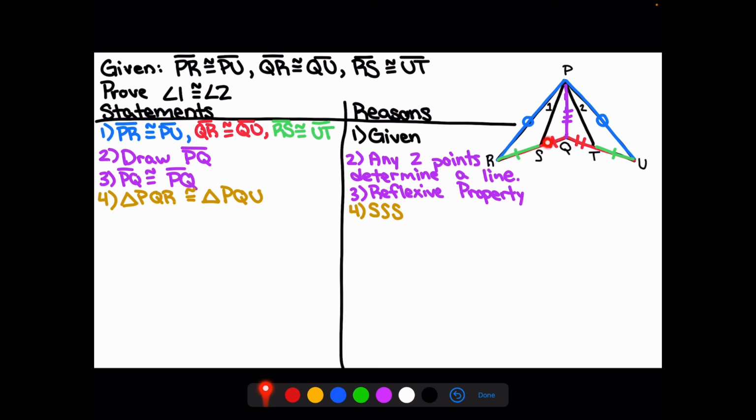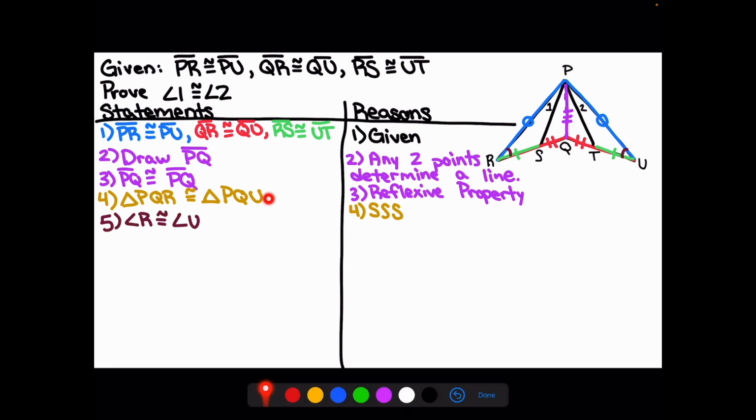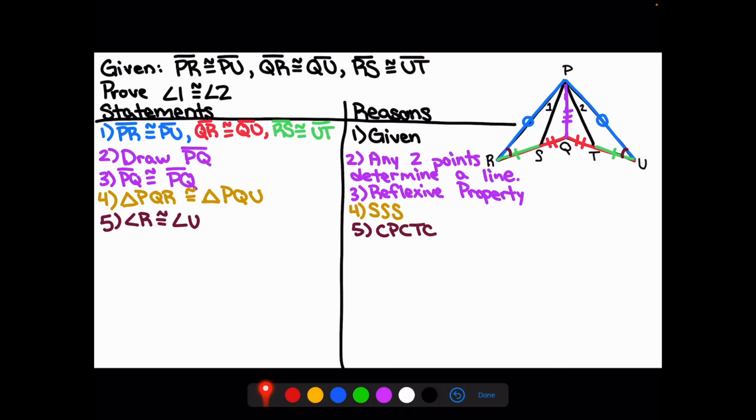Now, if that's the case, we're going to look for things that are shared by both the large triangle and the small triangle. So looking at these, both triangles share segment PR, but we already know that those are congruent from our given information, PR and PU. They also share angle R and angle U. So therefore, I can say angle R is congruent to angle U because after we prove two triangles are congruent, what comes next is always going to be CPCTC. So corresponding parts of congruent triangles are congruent.